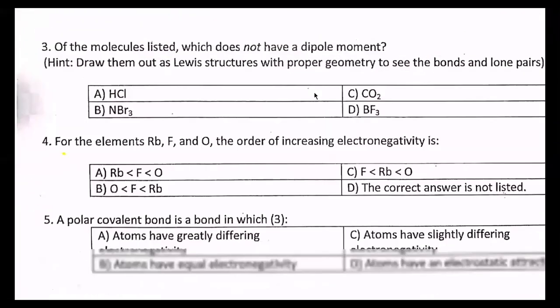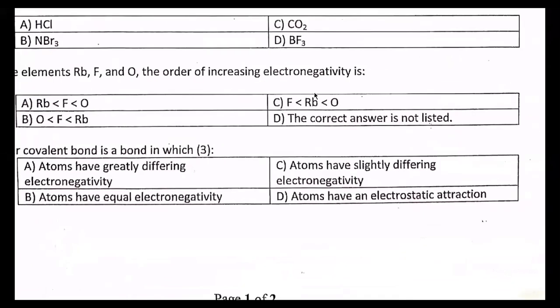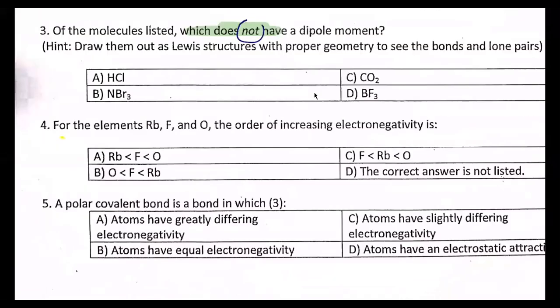All right, so let's go to number 3. It says of the molecules listed, which does not have a dipole moment? How do we know if something's going to have a dipole moment? What's the idea behind that? If it's polar. So what causes the polarity though? You're right. What causes it? The electronegativity. Yeah, the difference in electronegativity between 2 atoms in the bond.